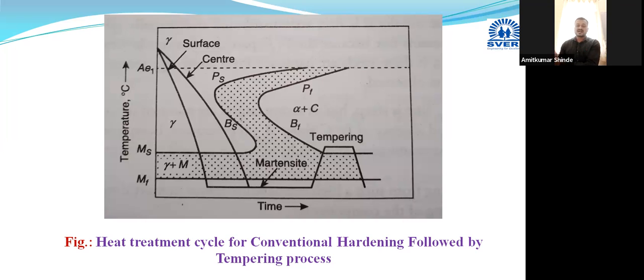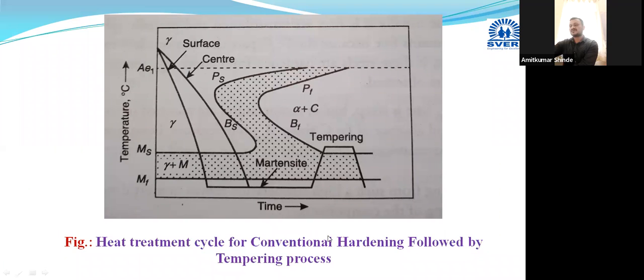And if it is high carbon steel, we can go for oil medium for quenching. And if it is alloy steel, then we can go for air medium also. But conventional hardening cannot be performed on low carbon steel, because low carbon steel will require a very fast, very rapid cooling rate. We cannot obtain it here very easily. For that we have some arrangements that I will explain in the next type.